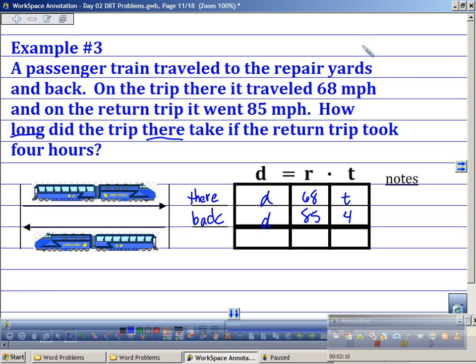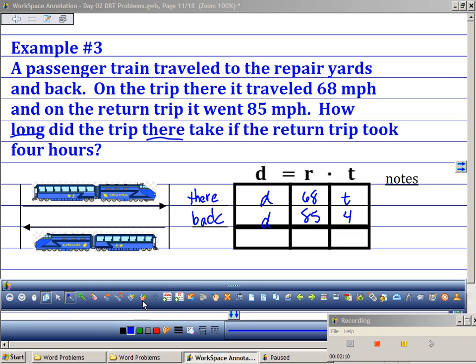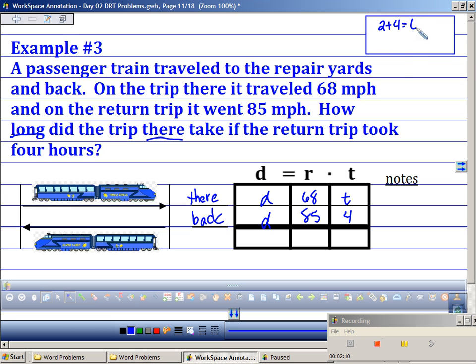Okay, so let me ask you something. This is a little side note. You don't need to write it. If I were to say 2 plus 4 equals 6, would you believe me? If I were to say 3 plus 3 equals 6, would you believe me? Yes. What if I were to say 2 plus 4 equals 3 plus 3? Yes. So if D equals D, these two equal each other? Don't these two equal each other?